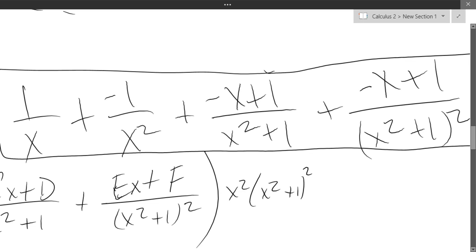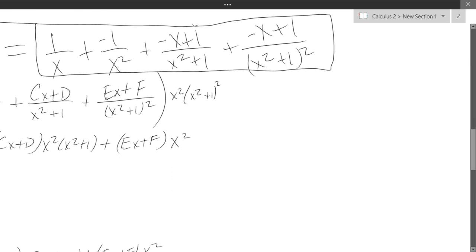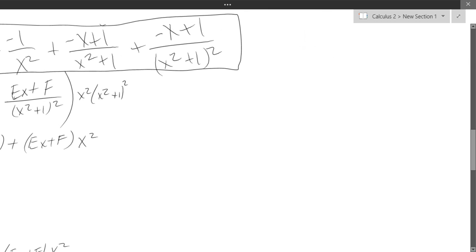Next, (negative x plus 1) over (x squared plus 1). Not super easy. You can't u-sub your way out of this one because of that stupid plus 1. So how do we deal with that? We'll talk about integration over here. Alright, it's not quite a tangent inverse because of that stupid x in the numerator.